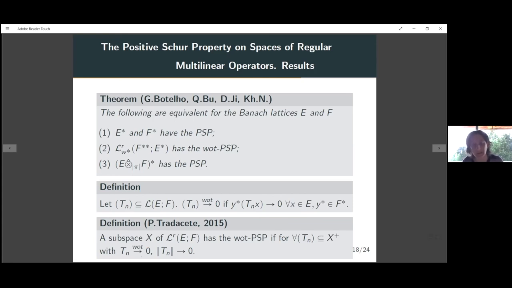And I'm bringing here these definitions to recall what WOT convergence to zero, and the WOT PSP property are. And the third, both are equivalent to the dual of the positive projective tensor product of these lattices having the PSP.